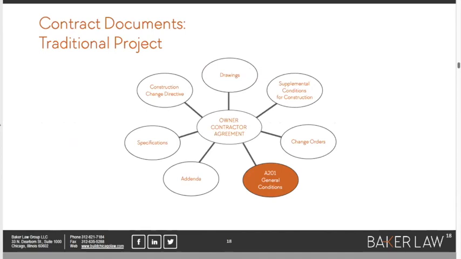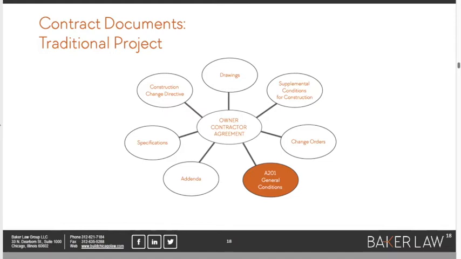And so let's talk for a second about this idea that the general conditions is not part of the owner architect agreement, that it binds the architect. And the general conditions is technically part of the contract documents on a traditional project. You can see here, the owner architect agreement typically is going to define what are the capital C, capital D contract documents. And it's typically change orders and drawings and specifications in the general conditions. What's the reason why we say the A201 general conditions is part of the owner contractor agreement?